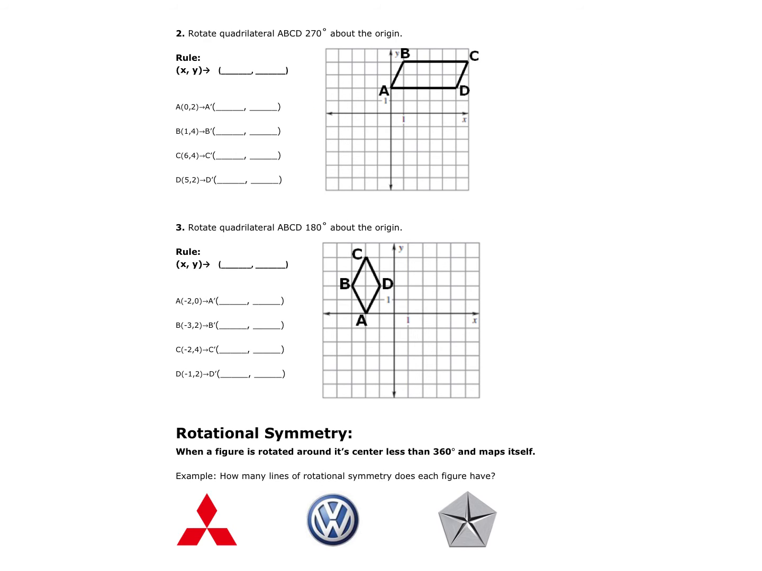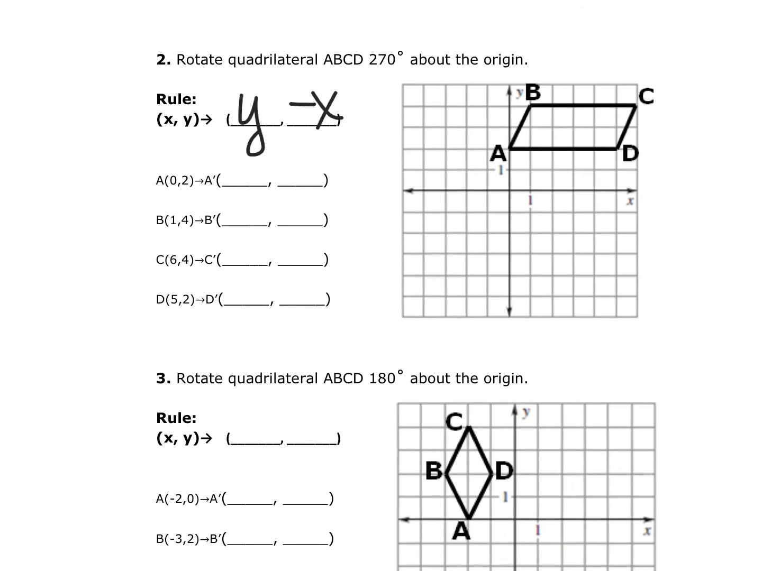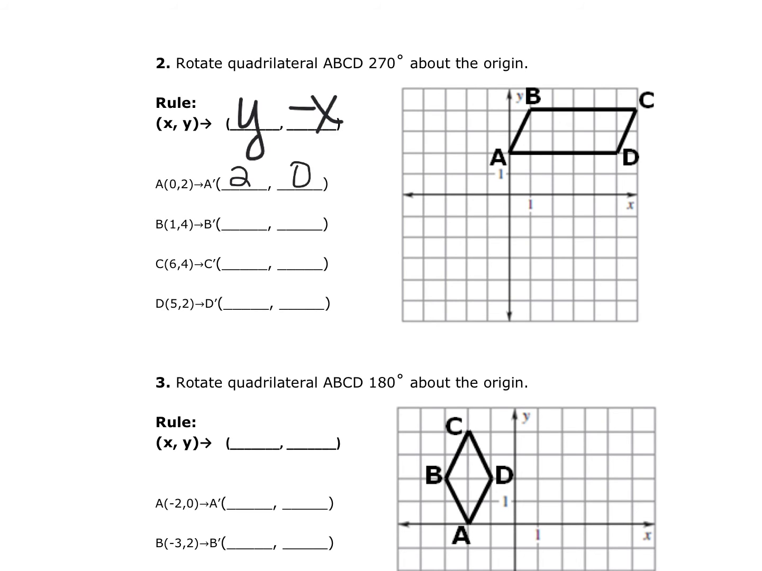Okay, so now let's rotate about the origin 270 degrees, and my rule is (y, negative x). So for (0, 2), the 2 is going to go here, and this is going to be negative, but 0 doesn't become negative. The y stays the same, the x is negative, for each point. All right, so then we just plot those points. (2, 0), (4, -1), (4, -6), and (2, -5). And so that's A prime, B prime, C prime, and D prime.